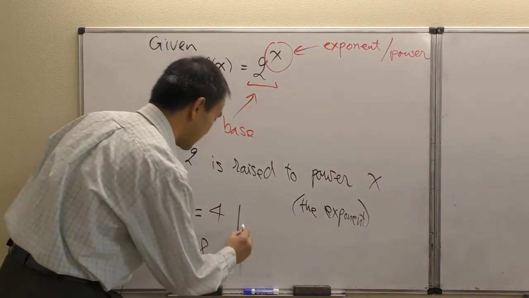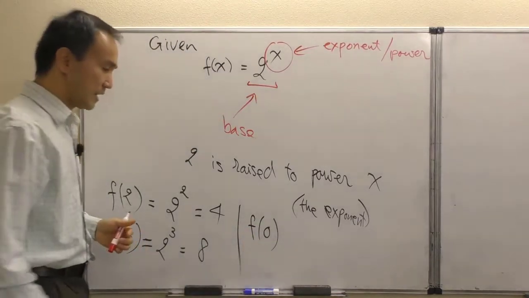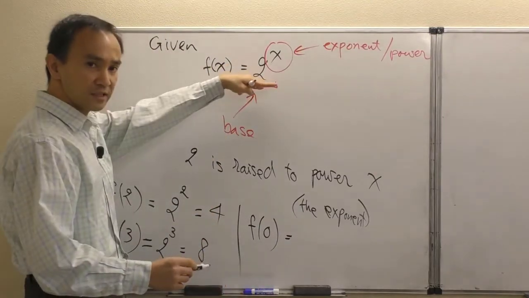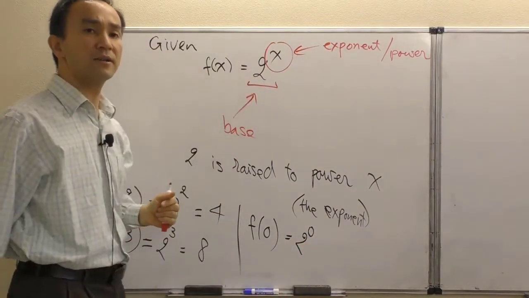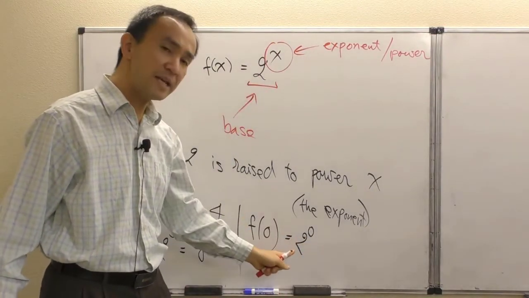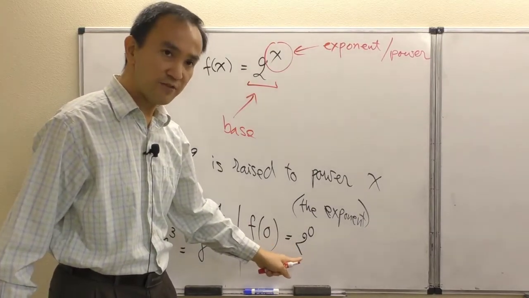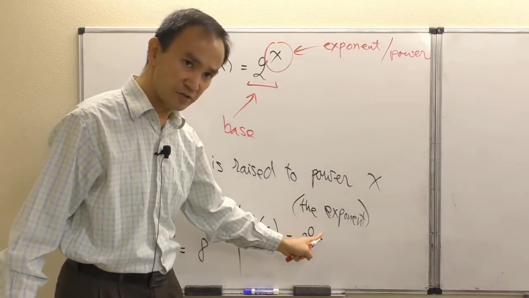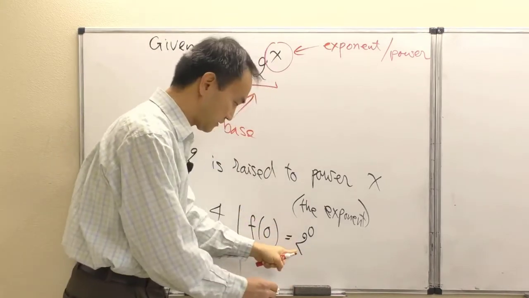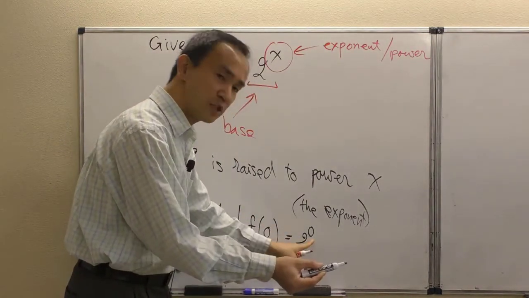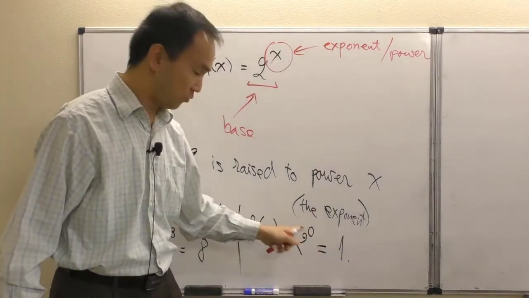So what about f of 0? It means the rule states we're going to raise this base to the power 0: 2 to the power 0. Now the base here is a positive value, and of course non-zero, because it's positive. In the world of algebra that we have already learned, as long as the base is non-zero and raised to a power 0, we end up with the value 1. So 2 to the 0 equals 1. We now have an output.